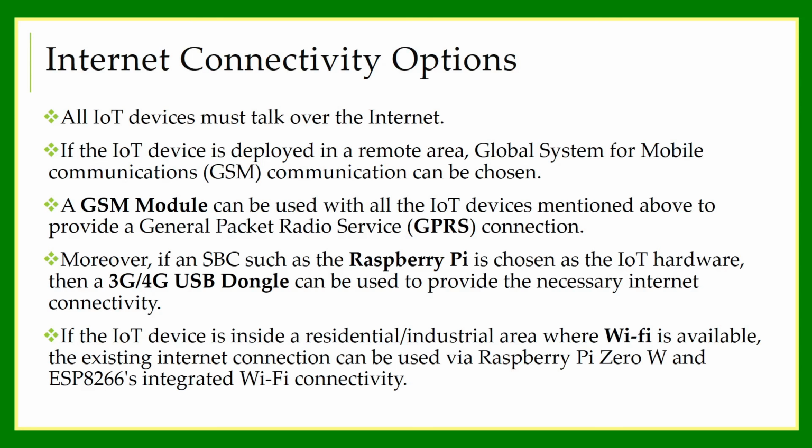In this case, since the IoT device was to be kept just outside of the laboratory's window, I decided to use the existing internet connection of the lab, which is available via Wi-Fi. So Raspberry Pi Zero W and ESP8266 with integrated Wi-Fi connectivity will do just fine for the future slides. So here we can conclude part 1 of the tutorial, and in part 2 we will see the different types of sensor connectivity that are available that we can use to build our IoT based system.